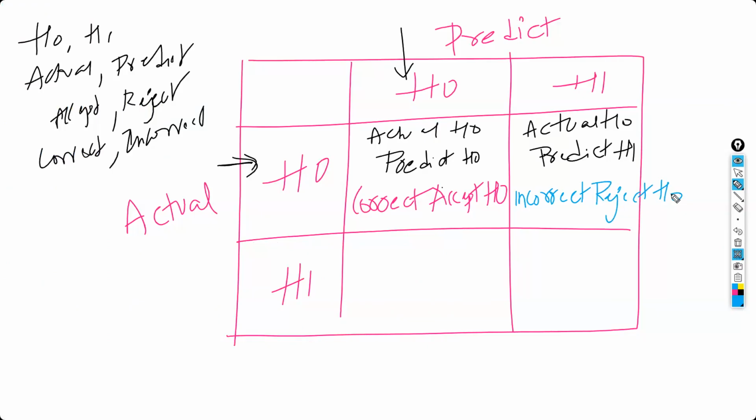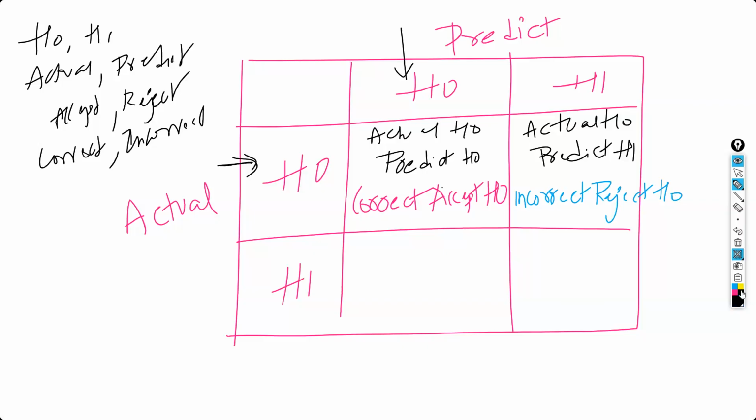Is the point clear for everyone? First, what you have to write? What is actual? What is predict? After that, the first word: correct or incorrect. Second word: accept H naught or reject H naught. Total 4 things you have to write: actual, predict, incorrect or correct, and accept H naught or reject H naught. In every cell, you have to write like that.